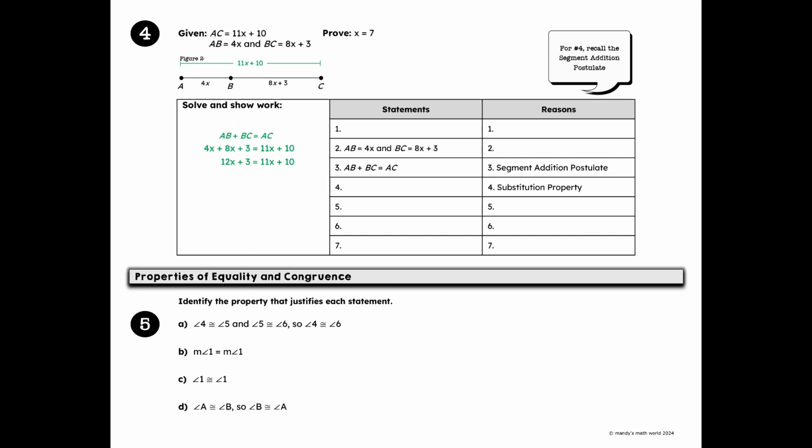I need to move my variables to one side and constants to the other. So I'm going to subtract 11x from both sides to get x plus 3 equals 10. Then I'm going to subtract 3 from both sides to get x equals 7. So now let's fill out our two-column proof. What goes in that first statement? What am I going to write there? I'm going to write the length of AC is 11x plus 10 with given as the reason.